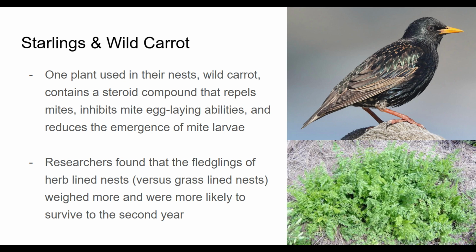Another example is how starlings use wild carrots in their nests. Wild carrots contain steroid compounds that repel mites, inhibit mite-laying abilities, and reduce the emergence of mite larvae. Researchers found that baby birds that live in herb-lined nests compared to grass-lined nests weighed more and were more likely to survive the second year. So this may be a combination of instinctual and learned behavior.